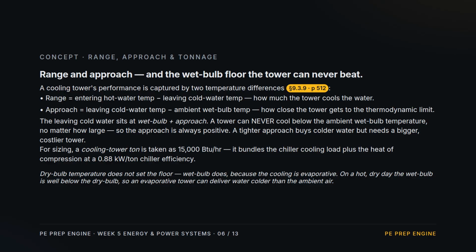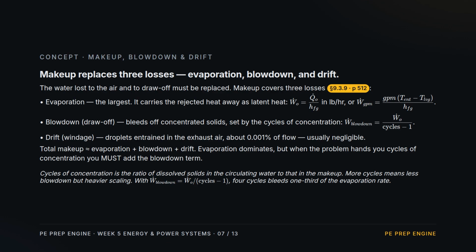And for sizing, a cooling tower ton is 15,000 BTU per hour. The water the tower loses has to be replaced. That is makeup, and it covers 3 losses. Evaporation is the largest. It carries the rejected heat away as latent heat, so it is the heat rejection rate divided by the latent heat of the water.